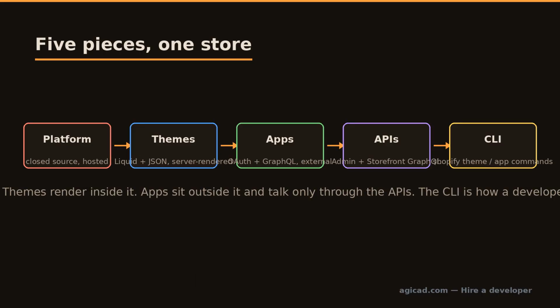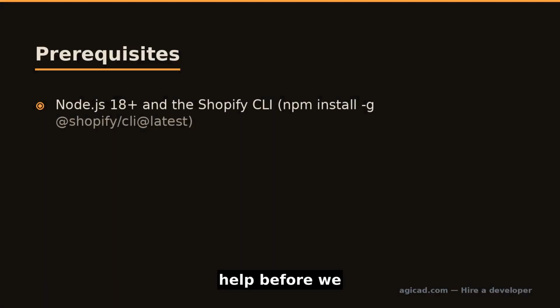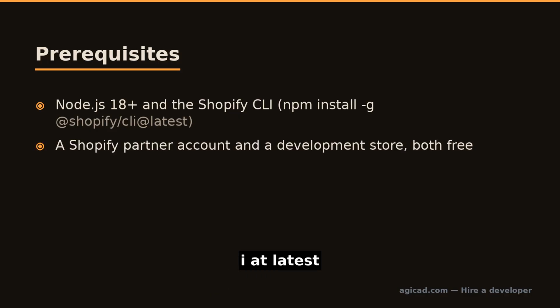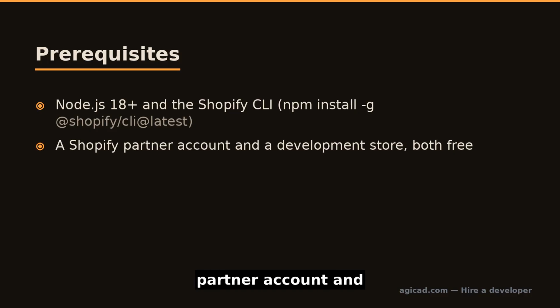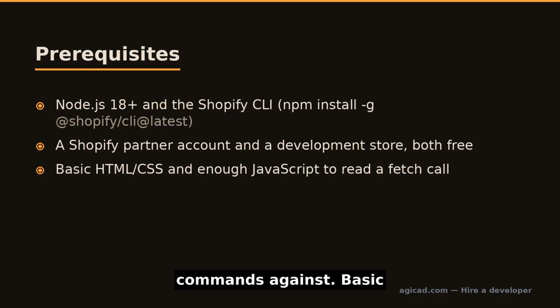A few things help before we dig in. Node.js version 18 or newer, plus the Shopify CLI itself, installed with npm install -g @shopify/cli@latest. We'll look at real CLI source in a minute. A free Shopify partner account and a free development store, so you have somewhere to actually run these commands against. Basic HTML and CSS, and enough JavaScript to read a fetch call, since GraphQL requests are just JSON over HTTP. And you don't need any prior Shopify experience.